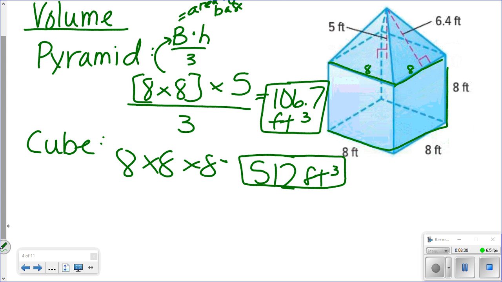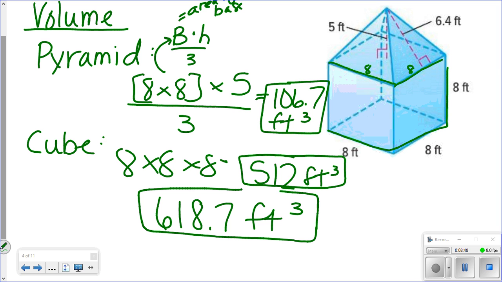Adding them together. How are you guys doing so far? Okay? It can actually be kind of fun. I mean, if you know how to find the area of things, you can easily do this. It's everything we've done put together into one.